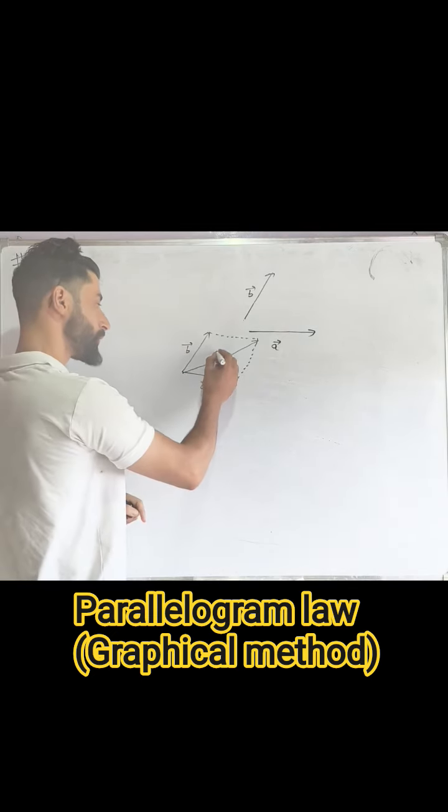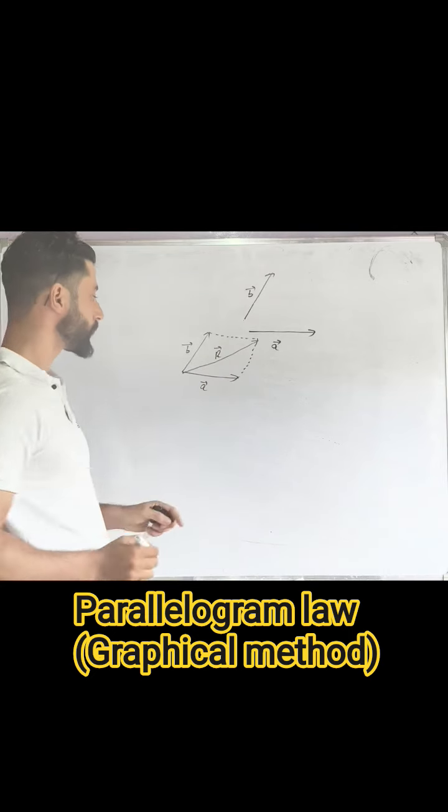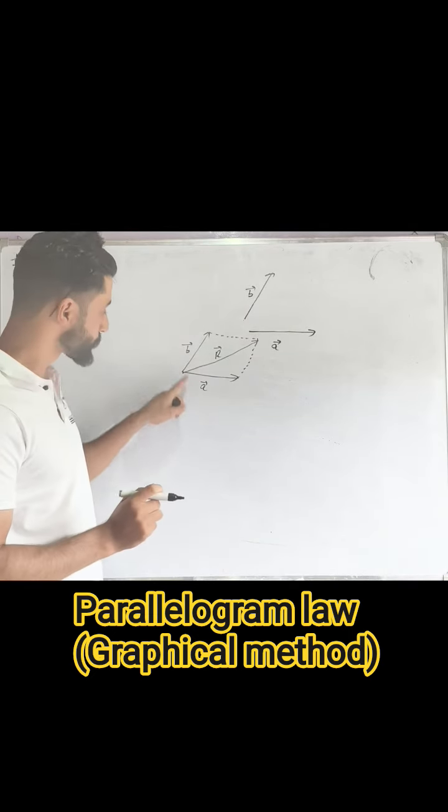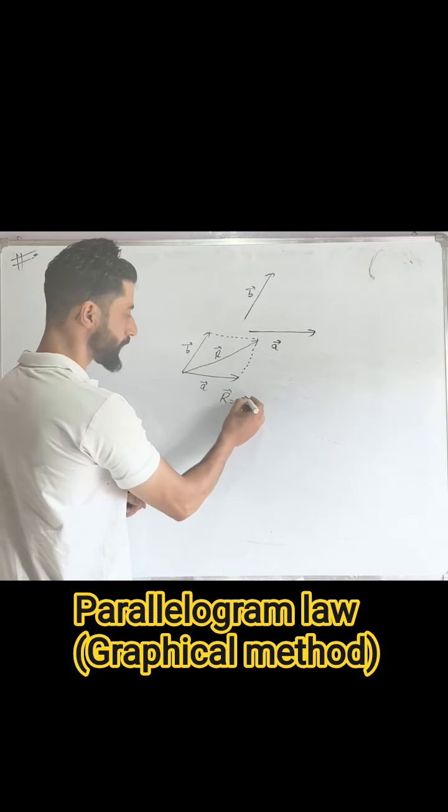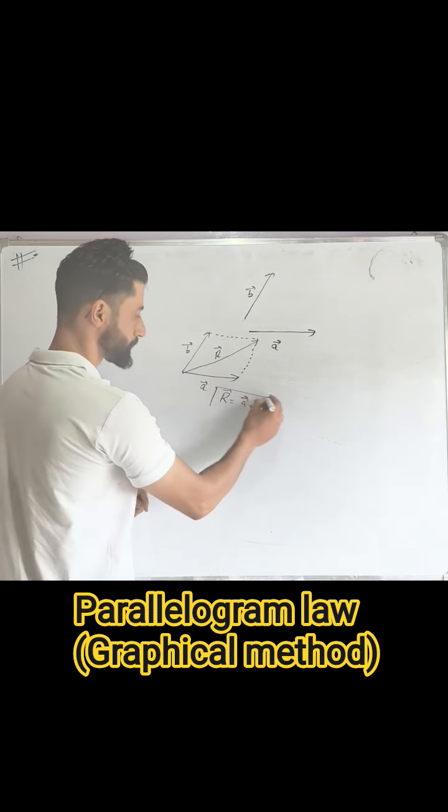So now, according to the parallelogram law, this diagonal will give me the resultant of these two vectors. That is, I can see here that R is equal to vector A plus vector B.